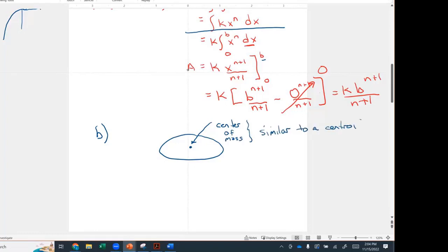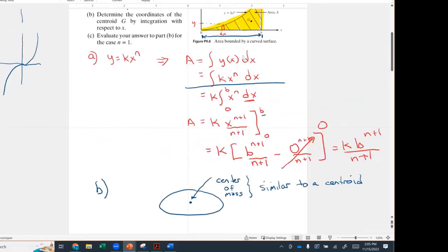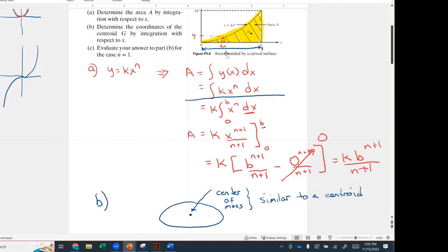But we have all these weird shapes. It's not like we have a box or a square or a circle or a rectangle where we could just find the middle. Sometimes we have things that we can't find the middle of. For example, this particular problem has a graph that looks like that. And where is the center of mass? Who knows? So that's what we're going to find out with our centroid. It's basically the average.